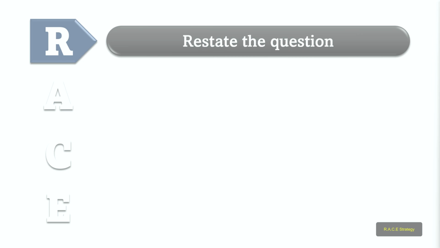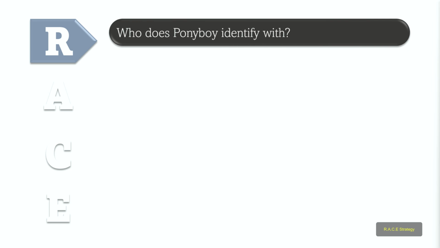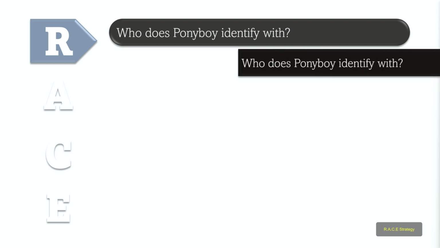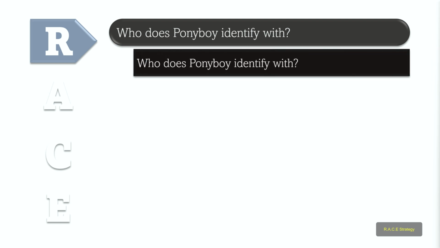Restate the question. In other words, I must turn the question into a declarative sentence or a statement. Let's take a look at the following question. Who does Ponyboy identify with? And let's see how I will turn it into a statement or declarative sentence. First of all, let's eliminate the question word who.